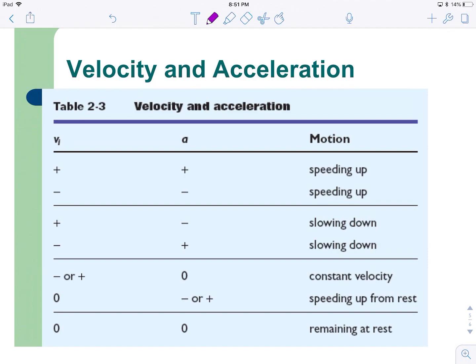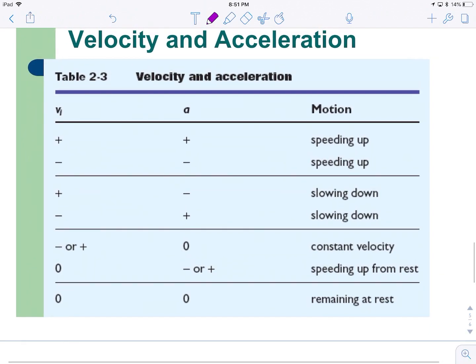This can get a little tricky, a little confusing, because velocity and acceleration are both vectors and each have their own direction. A positive acceleration doesn't always mean I'm speeding up, and a negative acceleration doesn't always mean I'm decelerating. I have a trick that might help you when figuring out what an object's doing based on the signs of the velocity and acceleration vector.